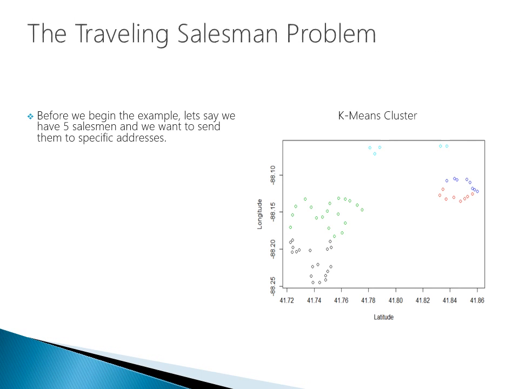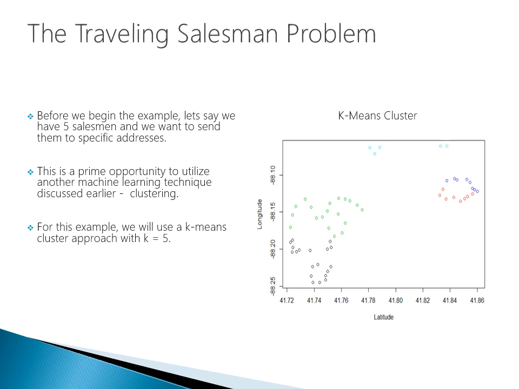Now, before we begin the example, let's say we have 5 salesmen and we want to send them to specific addresses. The classic problem is just one salesman finding the most efficient route. I think this is a prime opportunity to draw from another machine learning technique that we've discussed in earlier presentations, in this case clustering. For this example, because I know I have 5 salesmen and I want to send them to 5 specific addresses, I'm going to use a k-means clustering approach where I specify k equal to 5. There are other ways you can go about creating these clusters, but for simplicity's sake, we're just going to go with k-means with k equals 5.